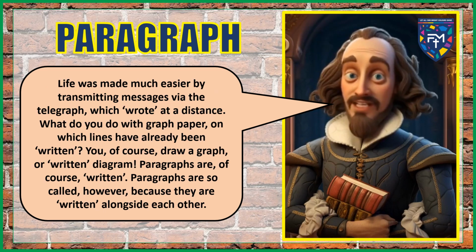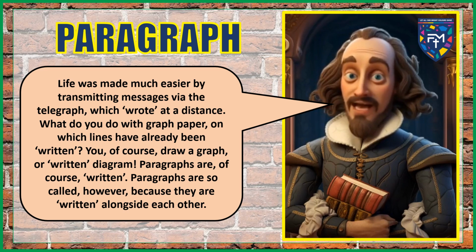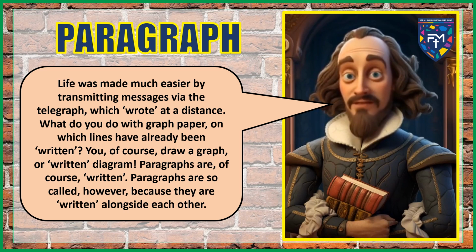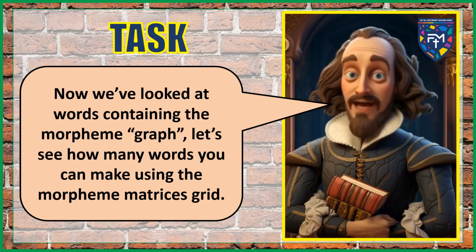Life was made much easier by transmitting messages via telegraph, which wrote at a distance. What do you do with graph paper on which lines have already been written? You, of course, draw a graph or written diagram. Paragraphs are written. Paragraphs are so called, however, because they are written alongside each other. So that's the graph morpheme.